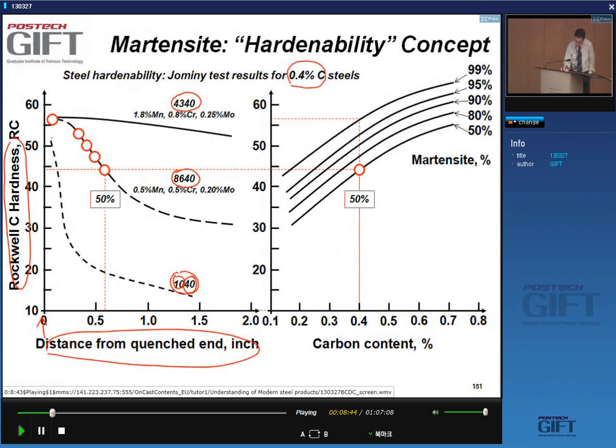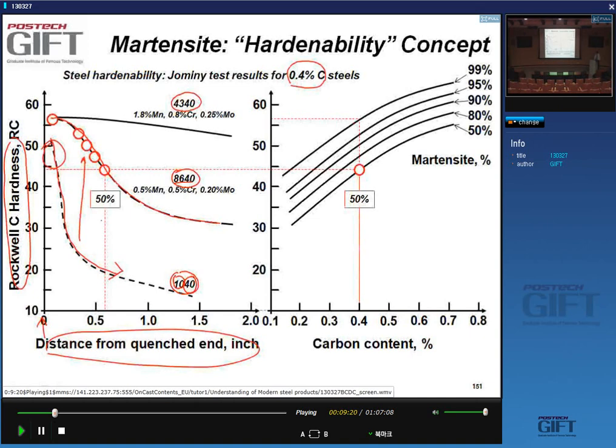As we measure the hardness away from the quenched end, we see a very strong decrease in the hardness. So we say this material is not very hardenable because it will only quench harden to martensite at the very end of the Jominy test. If we use the 8640, we see a different type of hardenability. Here we see that the hardness is very much higher. And so we say the 8640 has a higher hardenability than the 1040.